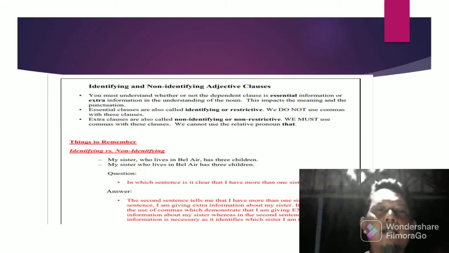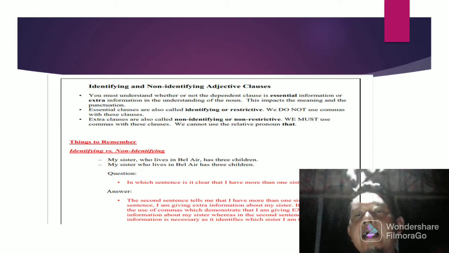Identifying versus non-identifying. My sister who lives in Bel Air has 3 children. Question: in which sentence is it clear that I have more than one sister? The answer: the second sentence tells me I have more than one sister. Then I am giving extra information about my sister.